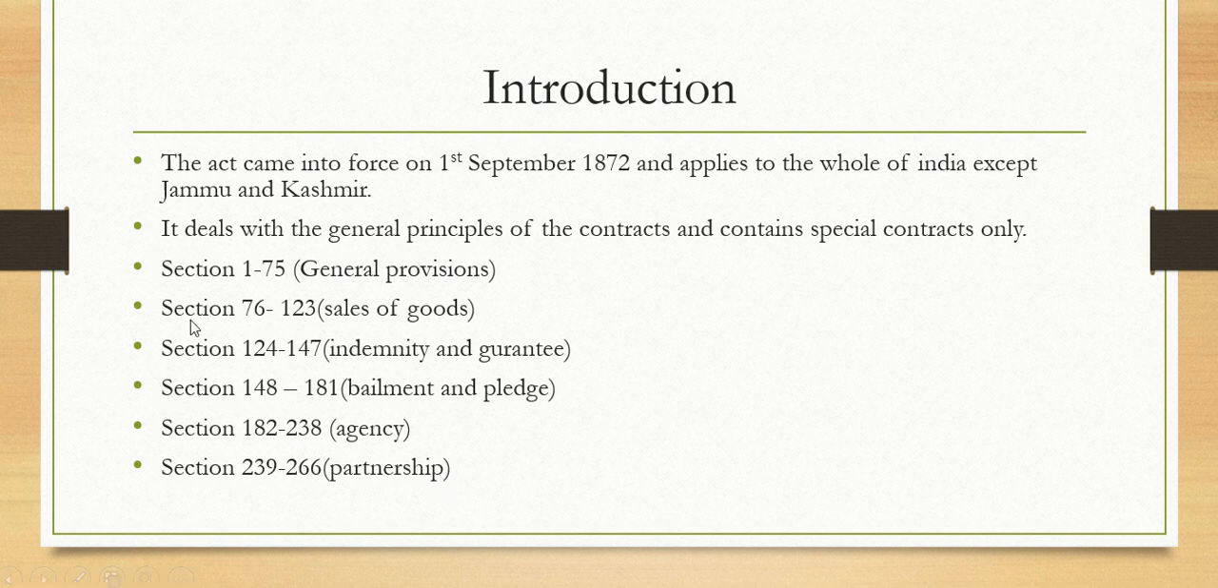If you see, sections 76 to 123, which deal with the sale of goods, were removed from this and a separate act was passed as the Sale of Goods Act, which we will be studying later. And the last division, sections 239 to 266, which is partnership, was again removed from here and a separate act was made, which is the Indian Partnership Act.